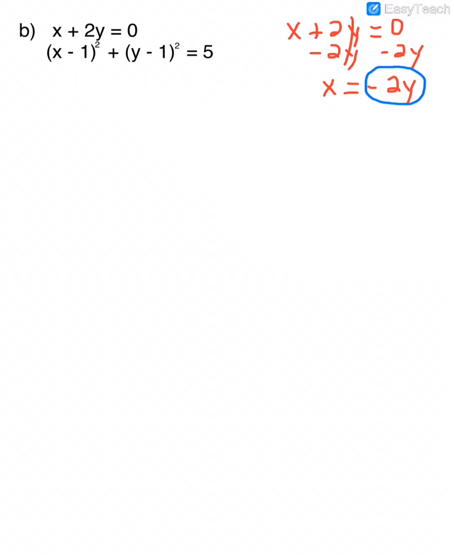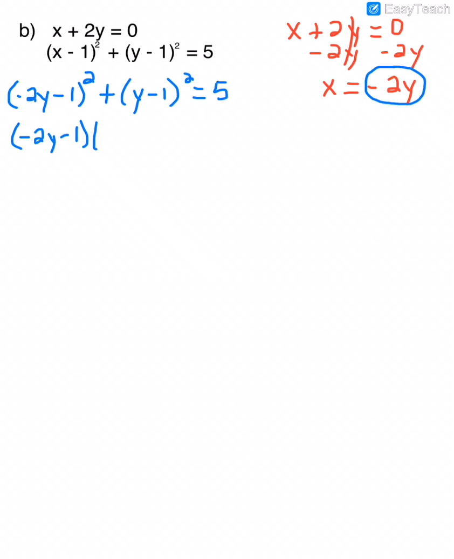Okay, so that gives me negative 2y minus 1 squared plus y minus 1 squared equals 5. So remember, whenever we have a binomial squared, we don't just distribute the square. That means that it's that binomial times itself. So we're going to have to multiply the binomial times itself by FOILing.